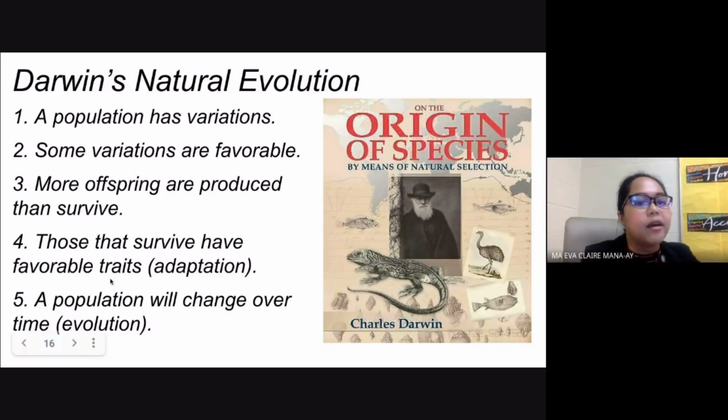Those that survive have favorable traits, which we call adaptation, and the population will change over time. We call this, of course, the process of evolution.